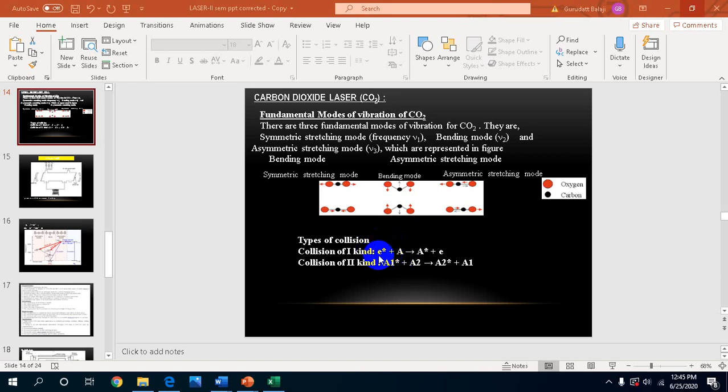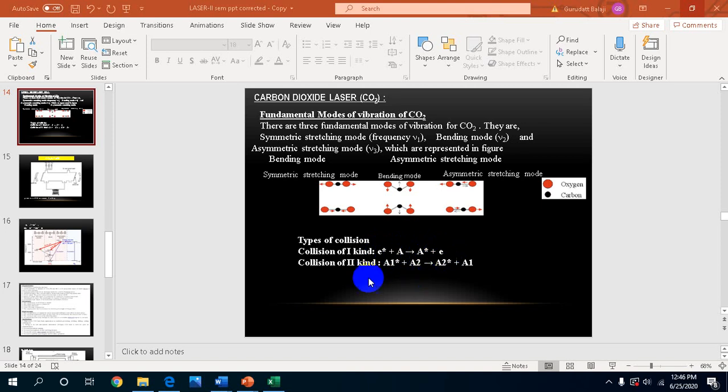The electrons which we supply travel with high speed, that is, they are accelerated. During their path, they hit the atoms of the first kind, and these atoms absorb energy from the electrons and are excited to a higher energy level, whereas the electrons, after imparting the energy, come to the ground state or lower energy state. I represent that in equation form as E star plus A gives rise to A star plus E.